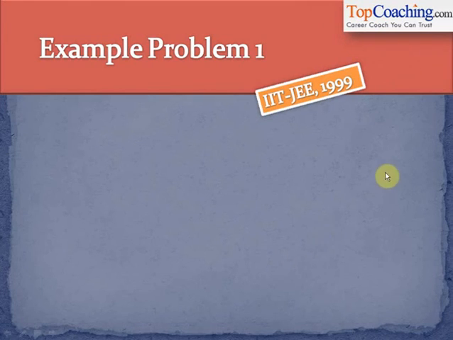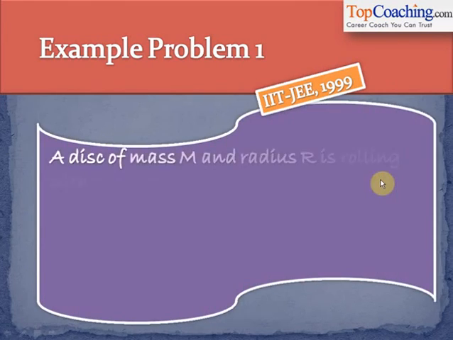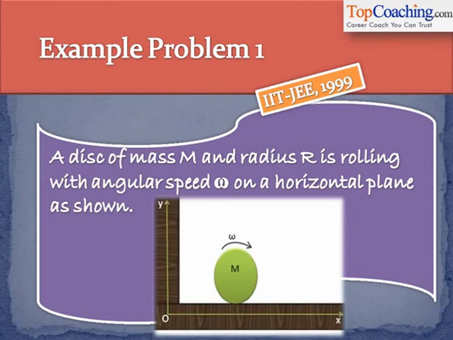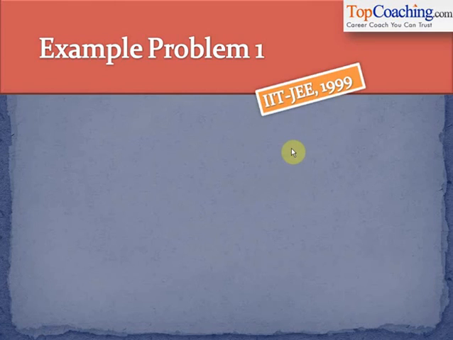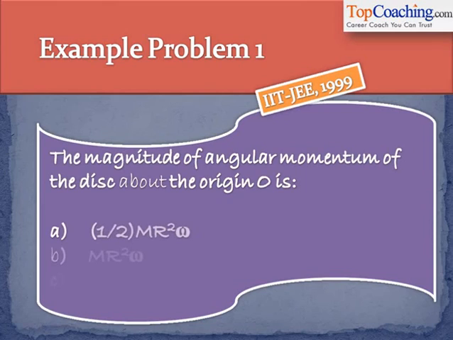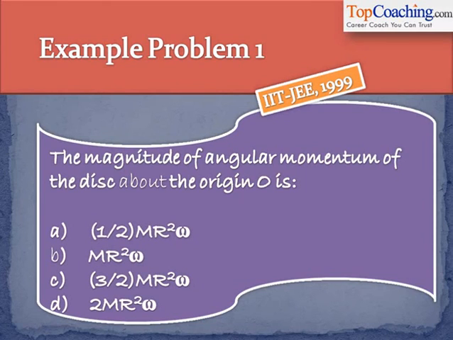This problem was asked in IIT JEE in 1999. A disk of mass m and radius r is rolling with angular speed omega on a horizontal plane as shown. You can see a disk here. It has an angular velocity omega and it is rolling on a horizontal plane. Whenever the term rolling is mentioned, you must understand that pure rolling is being talked about. The magnitude of the angular momentum of the disk about the origin O is half mr square omega, 3 by 2 mr square omega, or 2 mr square omega.